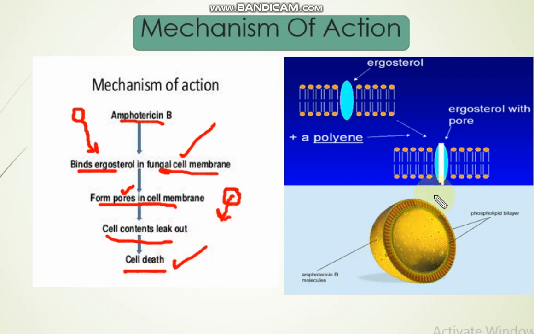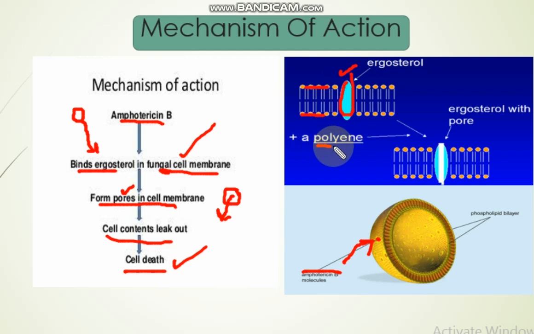Let's consider this is the cell of the fungus. So the amphotericin B binds to the ergosterol. This is the ergosterol, and amphotericin B binds to it. You can also see it in the microscopic diagram. So this is the cell membrane of the fungus, and this blue part is the ergosterol.